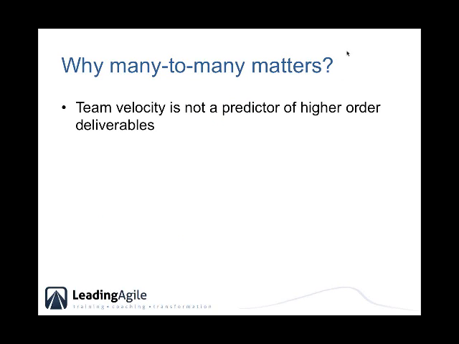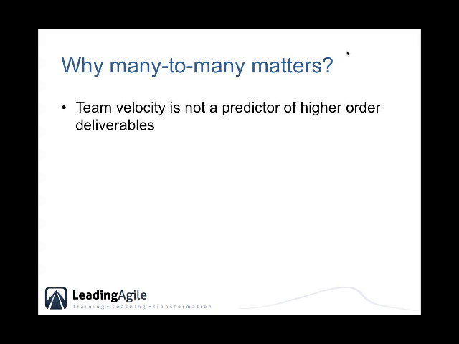So what we end up, in effect, having is kind of a constraint. And so ideally what we want is our team's velocity to be a great predictor of the higher order deliverables, and in these kinds of environments where you have shared services. So yeah, let's talk a little bit about what the kinds of environments are.